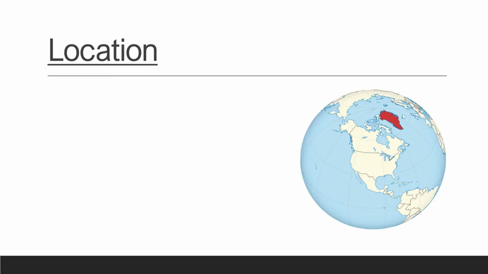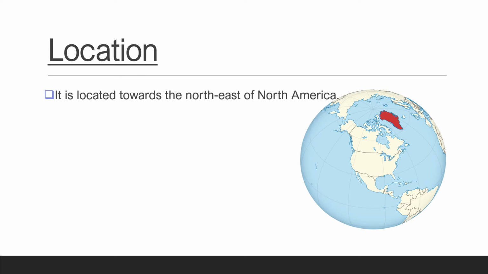Now let us see the location. Now in the globe here you can see the red part. The dark red part is Greenland. It is situated near the North Pole. It is located towards the northeast of North America. So in the northeastern side of North America, this Greenland is situated.